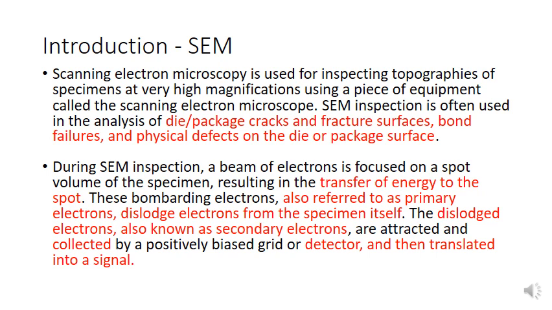So as an introduction, the scanning electron microscope is an instrument used for inspection of the topography of a specimen or your sample at very high magnification, and this instrument is called the scanning electron microscope. Basically, SEM has been used in the analysis to study package cracks, fractures on the surface, bond failures and physical defects. So basically, this is what SEM can study. As you all know, other than SEM, nothing else can be used to study the topography of the specimen. So SEM is quite a unique instrument.